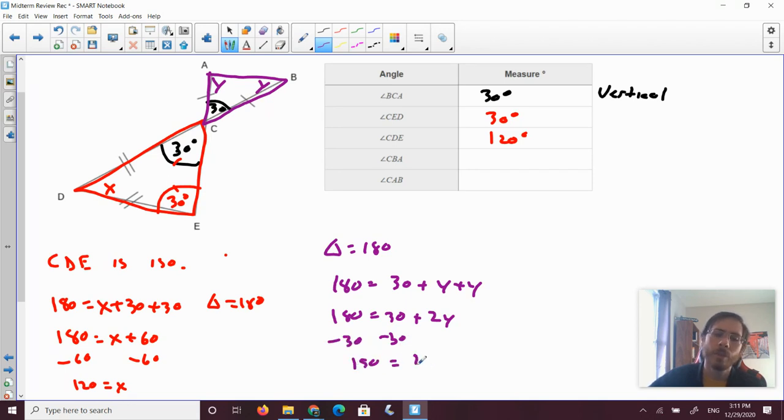Again, subtract 30 from both sides. Then divide both sides by 2 to get 75 equals Y. Well, since Y is both of these angles, both of these are 75 degrees. So we can label those both as 75 degrees, and we found all the missing angle measures.